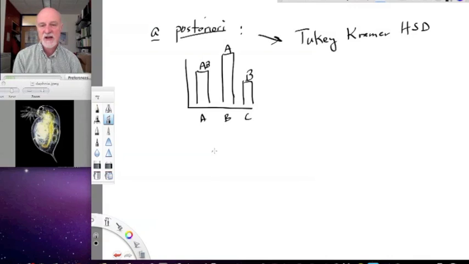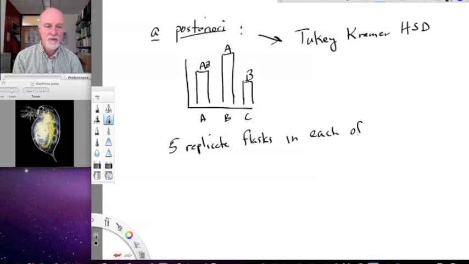All right, so I think it's time to move to an example of a problem. So let's say we have set up an experiment where we have 5 replicate flasks in each of 3 conditions. Okay, and in these flasks we have put one of 3 treatments.